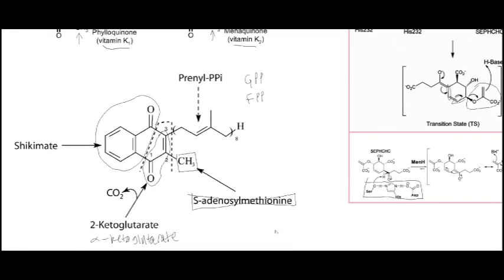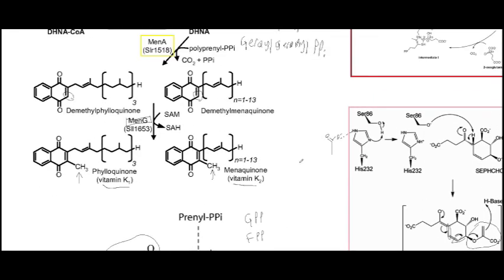These carbons right here and this oxygen all came from this 2-ketoglutarate, or the alpha-ketoglutarate, or the 2-oxoglutarate. So you can use those all interchangeably. And this methyl group here, which came from our methyltransferase, came from the S-adenosyl methionine, which was the same as with our vitamin E. And so that is how vitamin K is biosynthesized in bacteria.